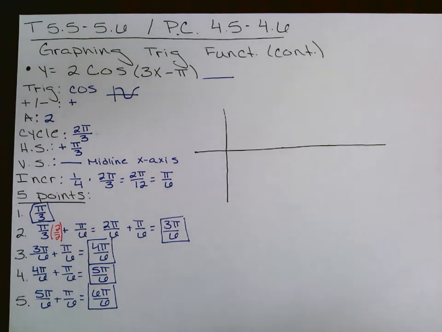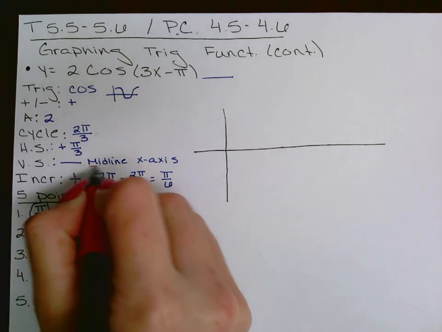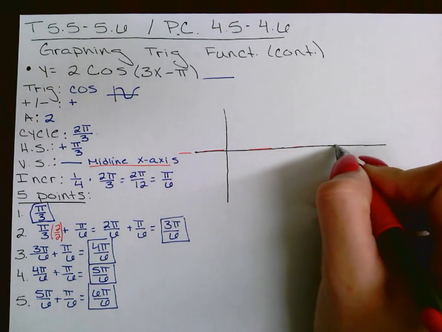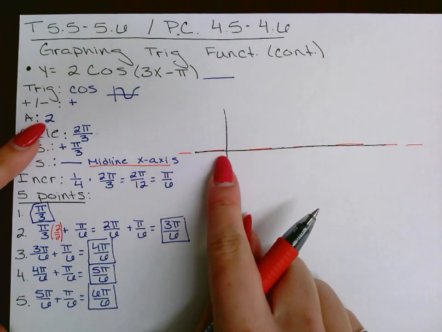So the first thing we're going to draw, again in order of the notes, according to the first video for this lesson, is our midline and our amplitude. So our midline is at the x-axis. It's going to stay right there. Our amplitude from 0 is going to go up 2.